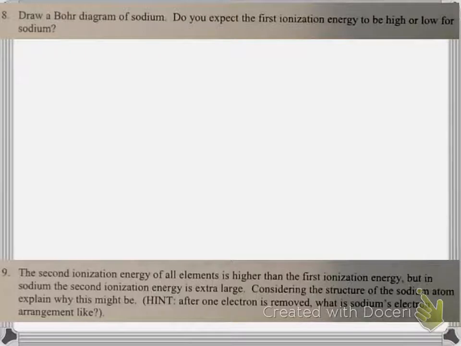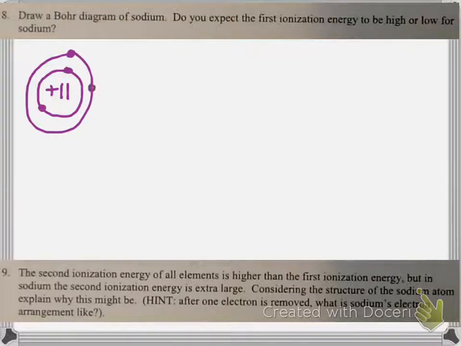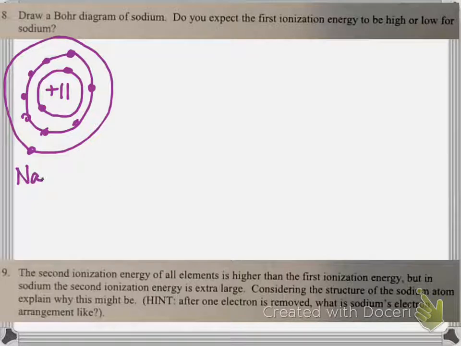Number 8, draw a Bohr diagram for sodium. So sodium has an atomic number of 11. So it has 2 electrons in its first energy level, 8 in its second, and 1 in its third. So this is our sodium atom.